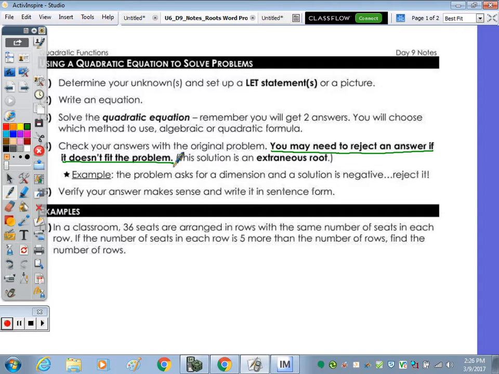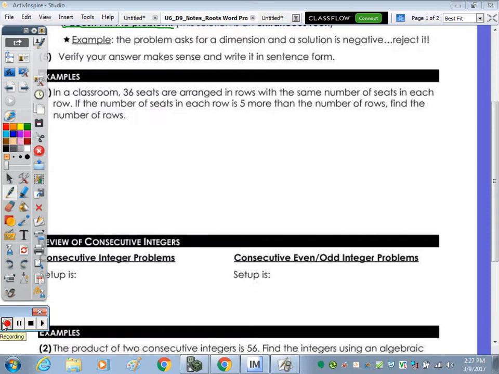Okay? So steps are all the same. If you can set up a problem with a picture instead of writing let statements, you can utilize the picture. So go ahead and read number 1 and see if you can write your let statements. It says, in this classroom you have 36 seats arranged in rows with the same number of seats in each row. I want you to underline this sentence here. This is the sentence that you'll use to write your let statements.